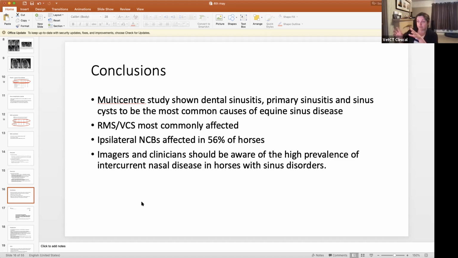And I lifted this sentence directly: imagers and clinicians should be aware of the high prevalence of intercurrent nasal disease in horses with sinus disorders. So we need to be looking at these apparently, which we do anyway.